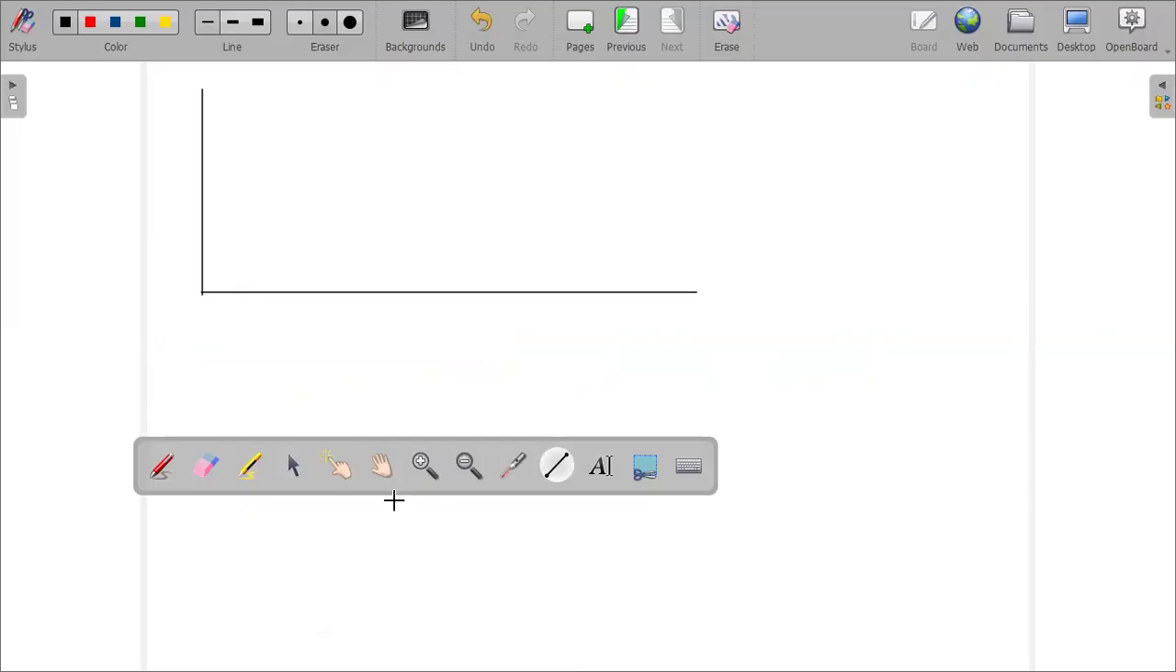I'm making a velocity time graph for this A. So this is velocity, this is time. For this one, the initial velocity is 0 and the final velocity that it attains is 25. So let's mark this point as 25 meter per second.